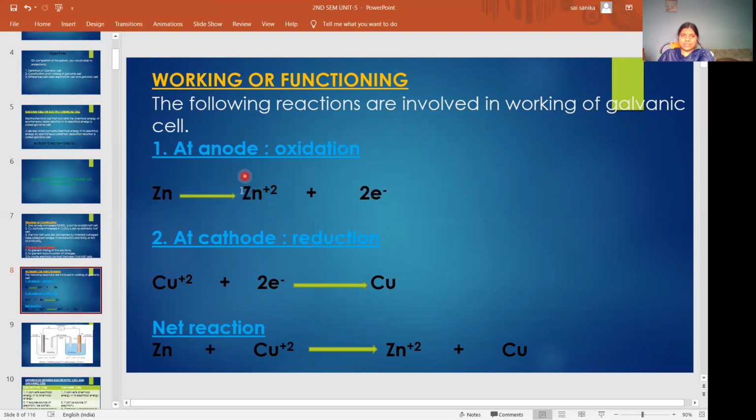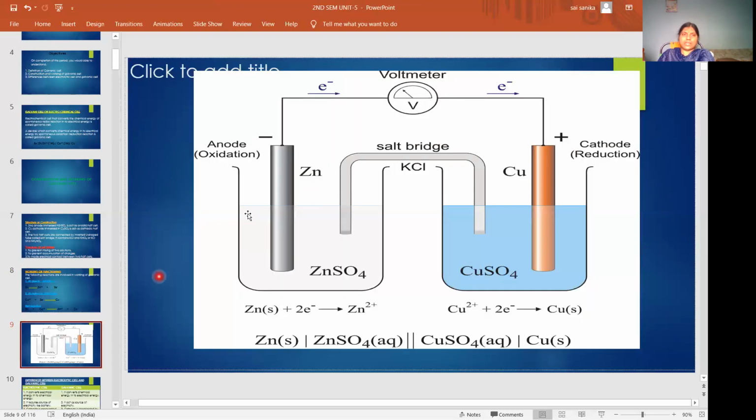If you combine the reactions at the anode and cathode, you get the net reaction: Zn plus Cu2+ gives rise to Zn2+ plus Cu. In the diagram, the anode is given a negative sign and the cathode a positive sign, whereas in an electrolytic cell the anode is positive and the cathode is negative. It is quite opposite. Why? The anode is giving electrons, so it is rich in electrons, that's why it is given the negative sign. The cathode is taking electrons, so it is short of electrons, that's why it is given the positive sign. So this is about the galvanic cell.